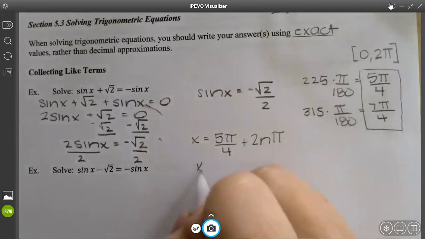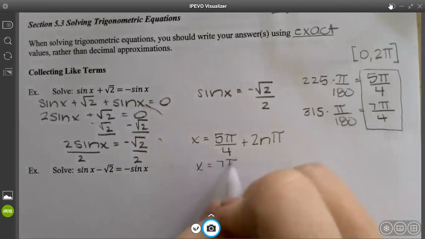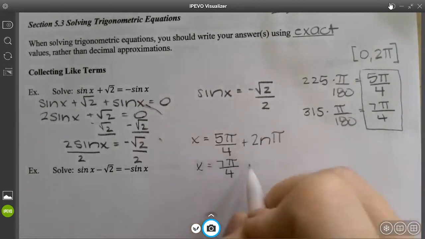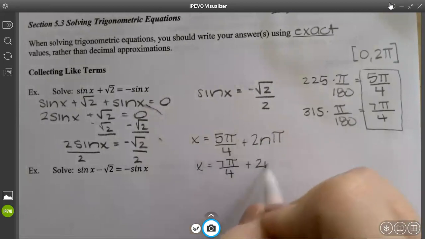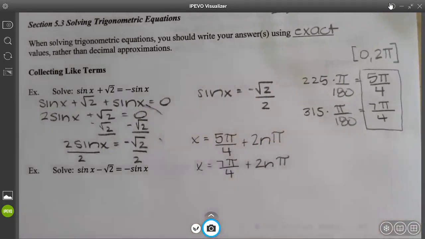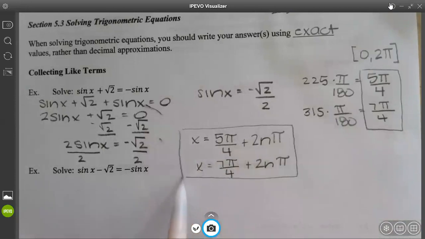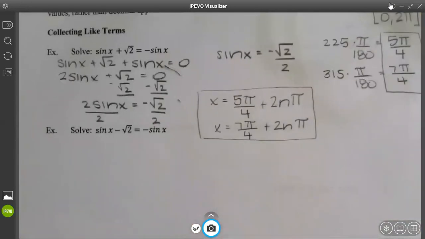In this case, it'll be the same thing for 7 pi over 4. How do I get back to it? I have to go a full revolution, and I can do as many of those as possible. That's why the n is there. Again, we use 2 pi because it's a full revolution to get back to it. Typically, they're going to limit it. So we're going to write general ones, but most of the time they're going to look for a specific one.